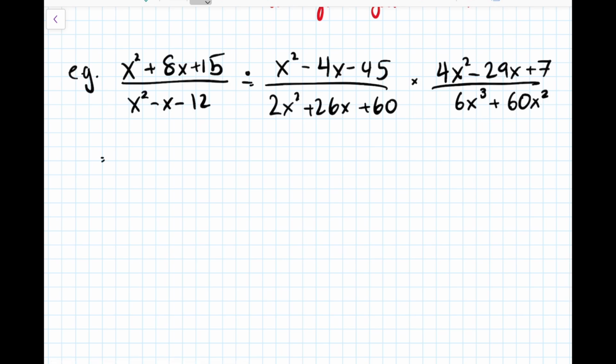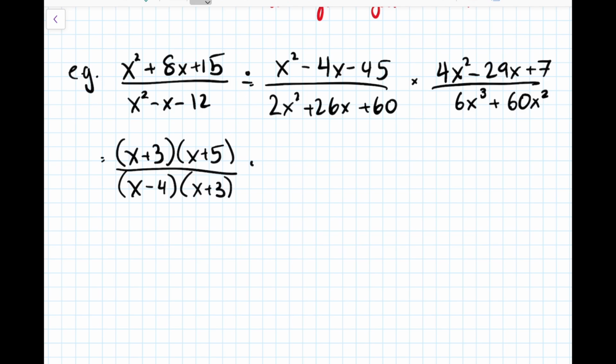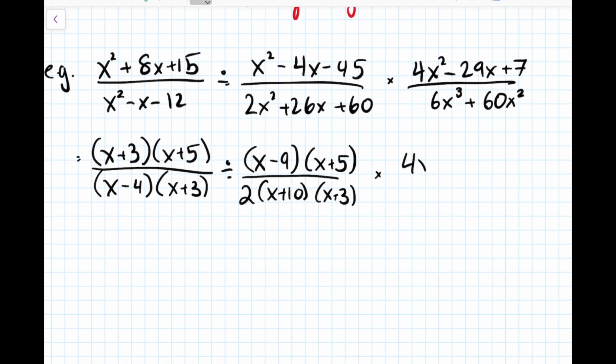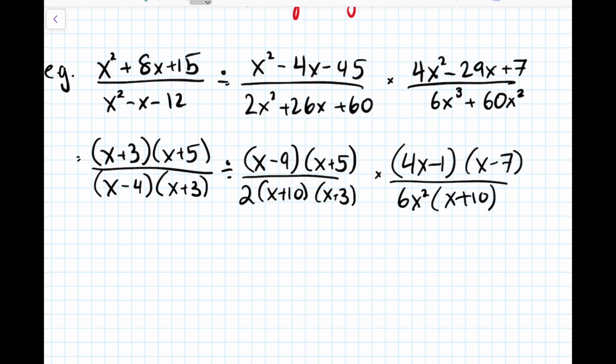Okay, so our factoring. We're going to end up with x plus 3 times x plus 5 over x minus 4 times x plus 3 in our first fraction. Second fraction is going to get you x minus 9 times x plus 5 over 2 times x plus 10 times x plus 3. And then the third one is going to get you 4x minus 1 times x minus 7 over, and this one has a common factor of 6x squared, and then x plus 10. Okay, there's a lot going on there.